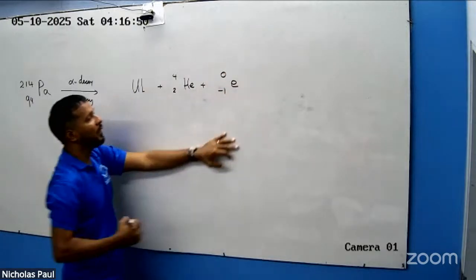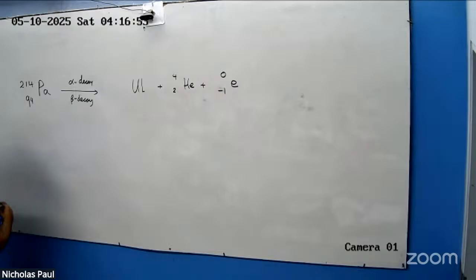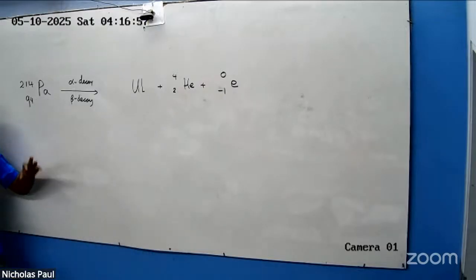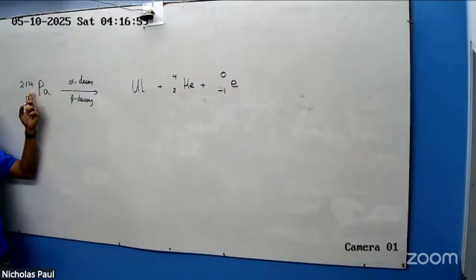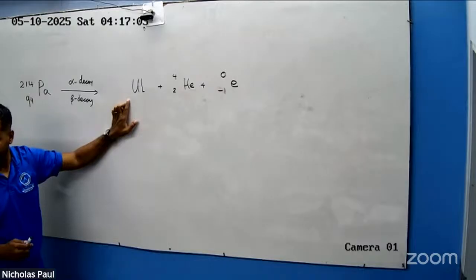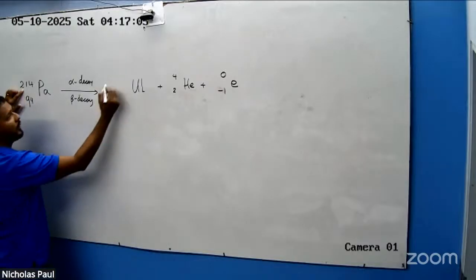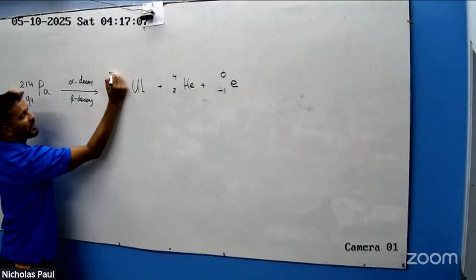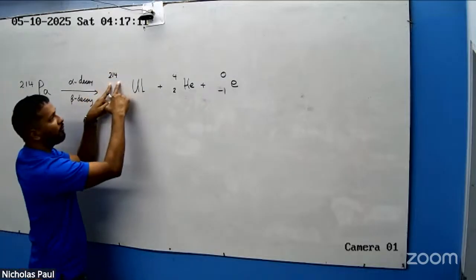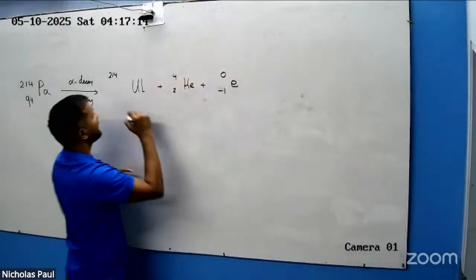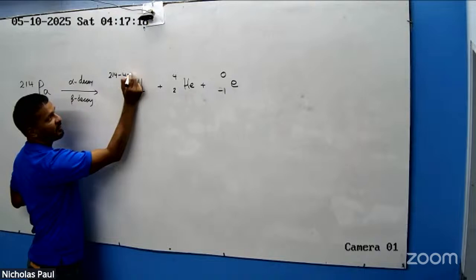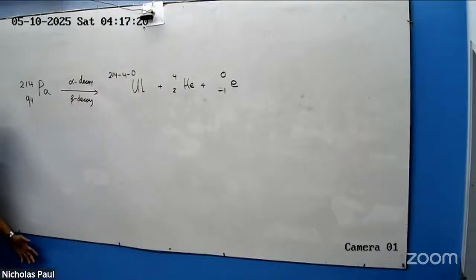Now the trick is to be able to balance it all. That will help you figure out what the new mass number is and what the new atomic number is. Okay? So here's what you're going to do. The old mass number was 214. The new mass number will be 214 minus this, minus this. I'll put minus 0. You don't have to.